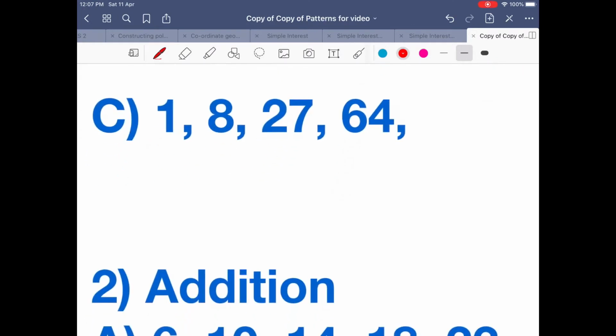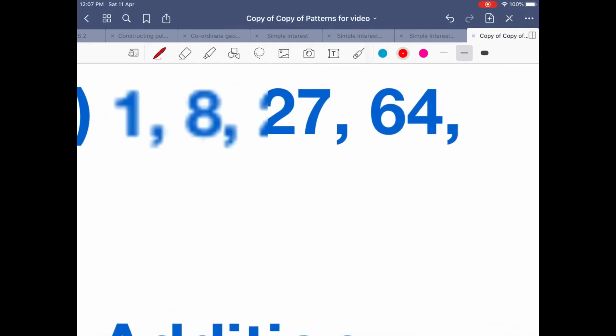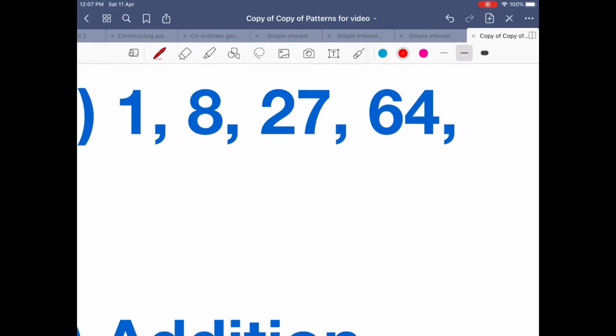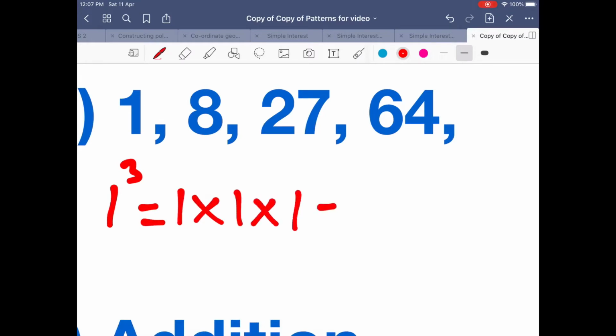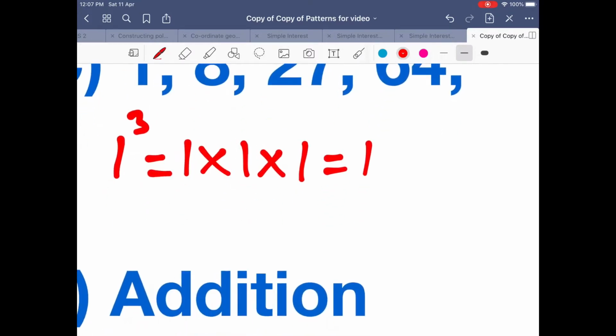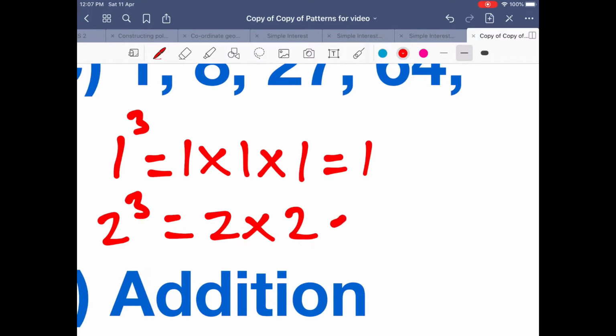Next, we have 1, 8, 27, and 64. So some of you will know this, some of you won't. But if you do know your cube numbers, 1 is also 1 cubed, which means 1 times 1 times 1, and that is equal to 1. 8 is equal to 2 cubed, which is equal to 2 times 2 times 2, which is equal to 8.